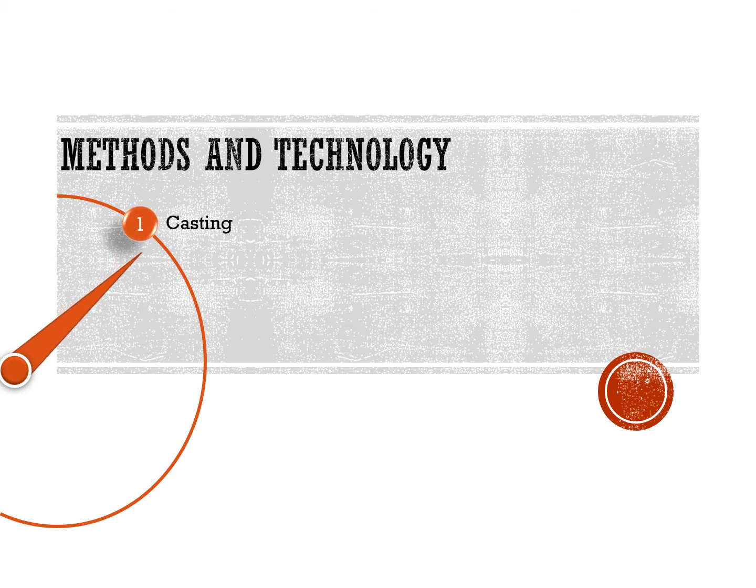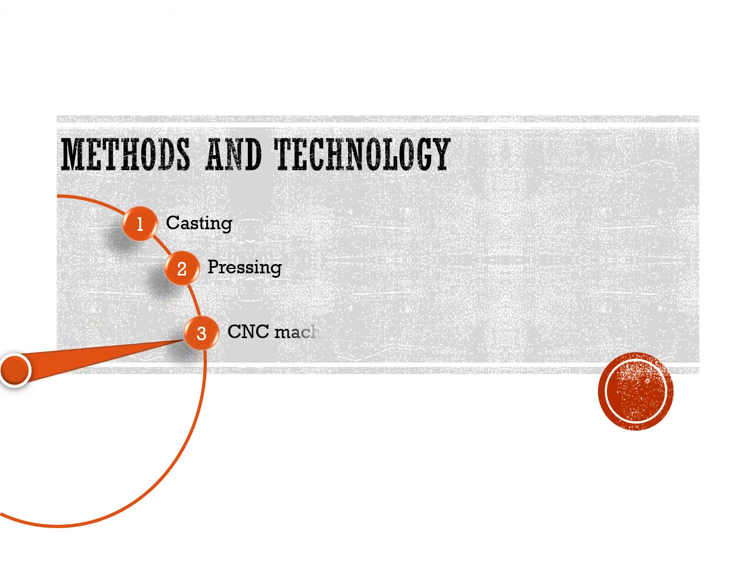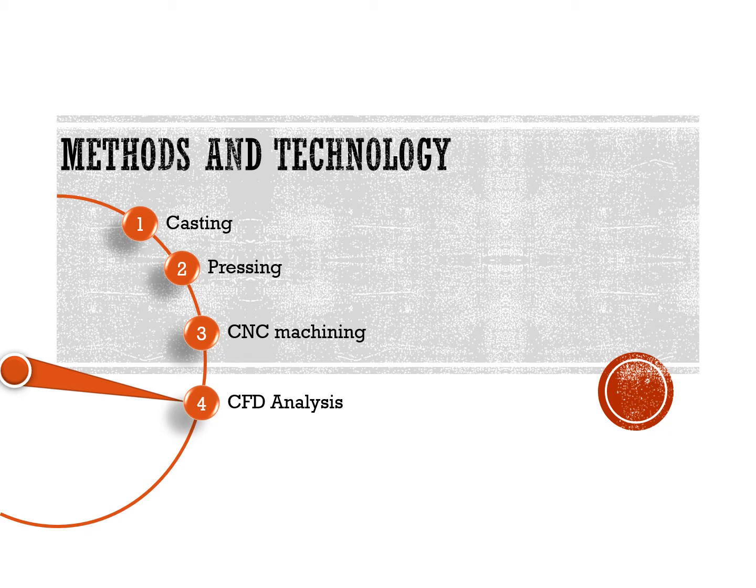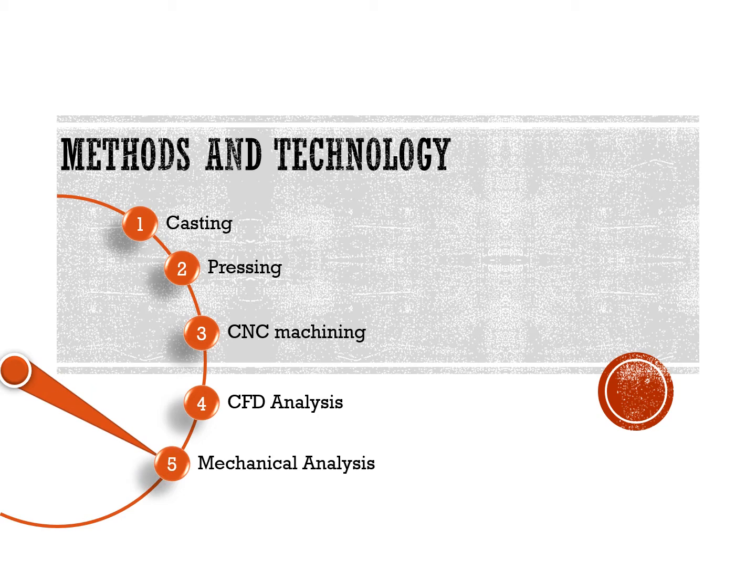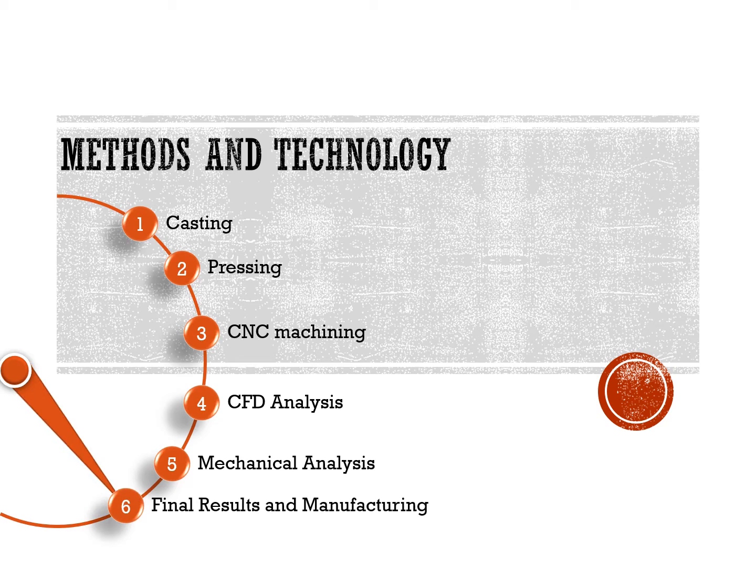So casting and pressing, these two are the old manufacturing techniques that are being used for manufacturing these kinds of turbines. Now in modern days, CNC machining is highly preferred due to its accuracy in developing the runner blades. After the manufacturing, the work must be verified, so CFD analysis is further done and mechanical analysis is carried out, and finally they will move forward for the final manufacturing.